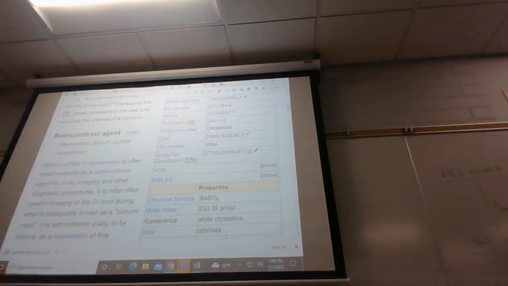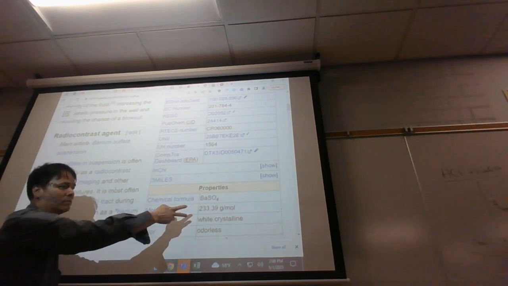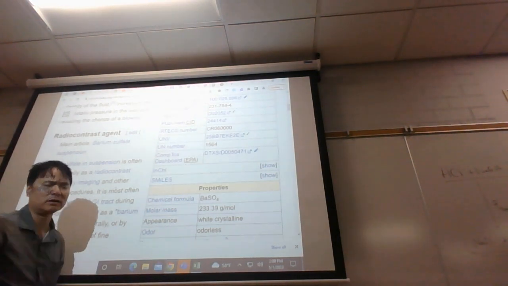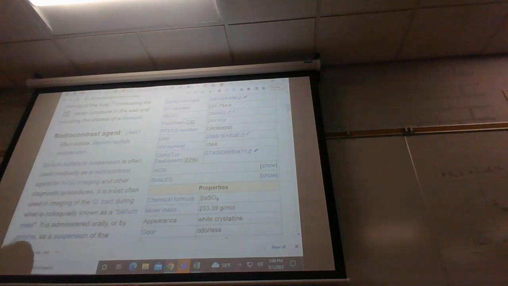If I drank barium chloride, that's a different story. Barium chloride would be much more toxic than barium sulfate. Why? Because barium chloride's soluble and barium sulfate's insoluble, so it gets rid of the chloride, and then the barium can cause damage to proteins, like lead does.